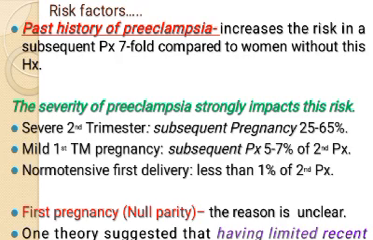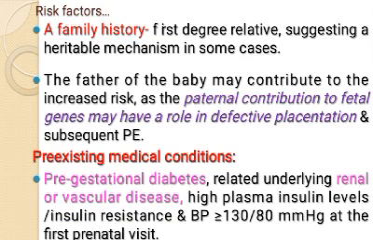One theory suggested that having limited recent exposure to paternal antigens may play a role in the pathogenesis of the disease. Risk factor: a family history, first degree relative, suggesting a heritable mechanism in some cases. The father of the baby may contribute to the increased risk, as the paternal contribution to the fetal genes may have a role in defective placentation and subsequent preeclampsia. Pre-existing medical condition.